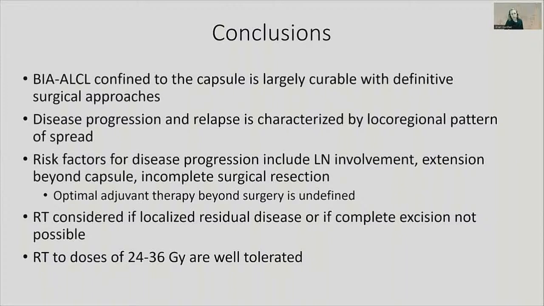Risk factors for disease progression include lymph node involvement, extension beyond the capsule, or incomplete surgical resection. However, the optimal adjuvant therapy beyond surgery really is undefined, and the multidisciplinary conversation on these patients is critical. RT can be considered if localized residual disease or if complete excision is not possible. And RT doses of 24 to 36 gray are well tolerated, especially if given thoughtfully and with modern radiation techniques.